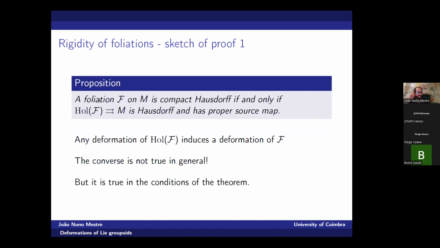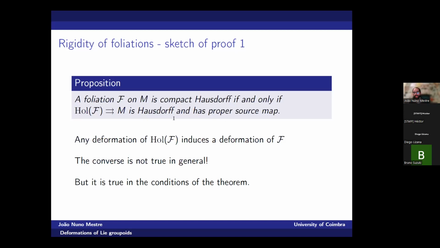So first of all, one can use the following proposition. A foliation on a manifold is going to be compact and Hausdorff if and only if the holonomy groupoid is Hausdorff, to start with, and has a proper source map. Proper meaning that the pre-image of compacts is compact.